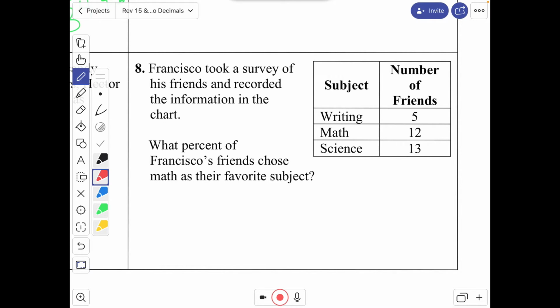So let's go to number 8. Francisco took a survey of his friends and recorded the information in the chart. What percent of Francisco's friends chose math as their favorite subject? Well, we can't just put that number over 100. We need a total. So add all those numbers together, and we get 30. So 12 out of 30 prefer math.